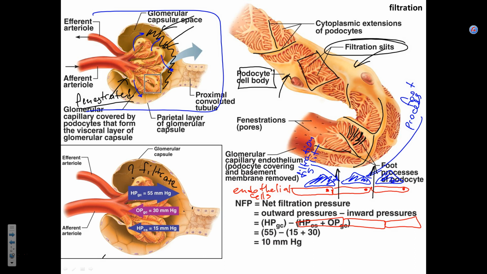Imagine that your blood pressure increases. How does it affect net filtration pressure? Increases, yeah. Because this capillary hydrostatic pressure component goes up. If your blood pressure decreases, it's going to go down, yes.